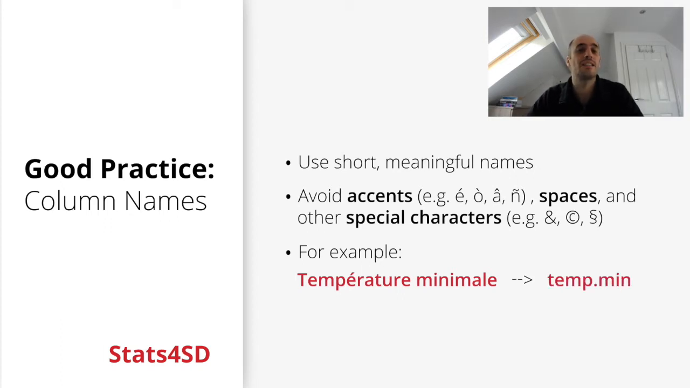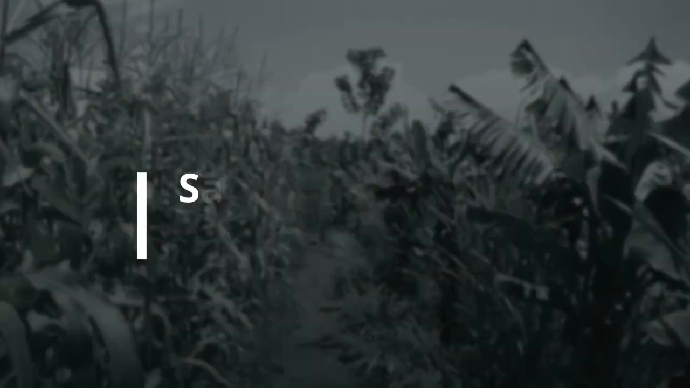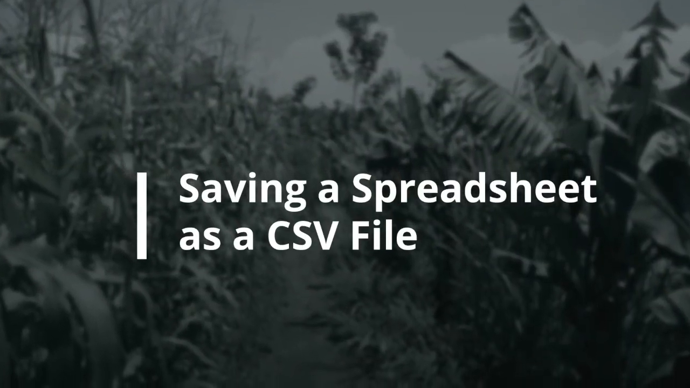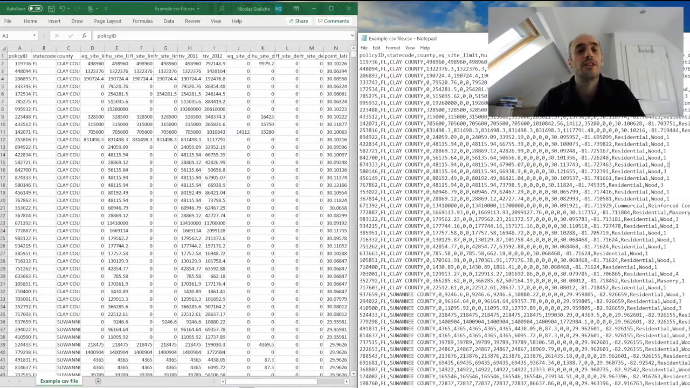That is making it short, getting rid of the space and the accent, but still keeping it meaningful. R is capable of importing data from Excel, but things may not always go as expected. So in general, once you have your data well structured in Excel, our advice is to save the data that you're interested in as a CSV file.